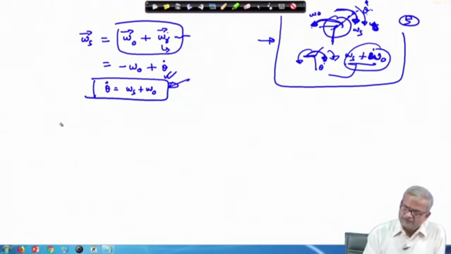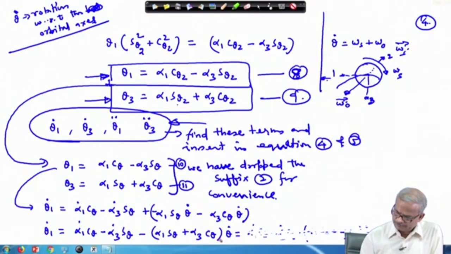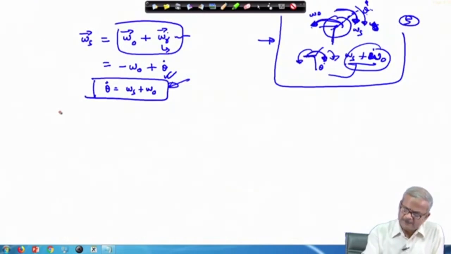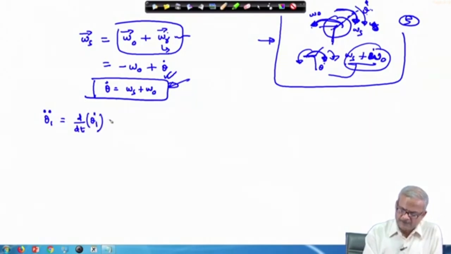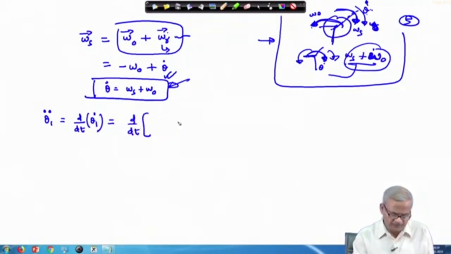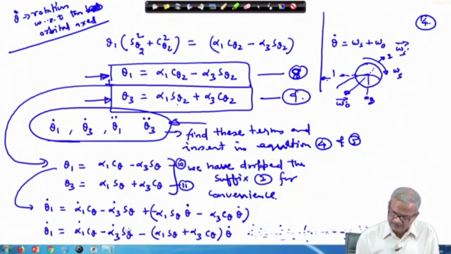Okay, in the same way, once we have got this theta dot term, now theta 1 dot we have got here. Similarly, theta 1 double dot we can compute. So, theta 1 double dot will be equal to d by dt of theta 1 dot, and theta 1 dot we have to pick up from the previous page. So, that quantity we again have to pick up and write here.